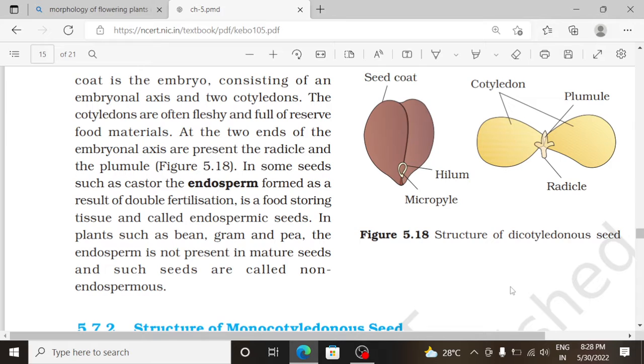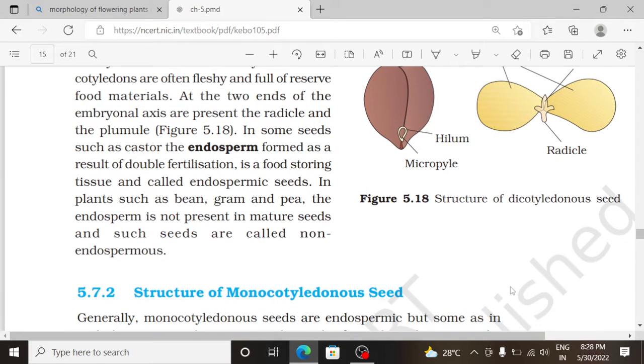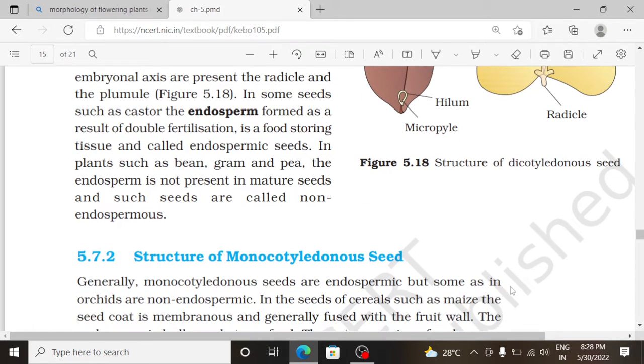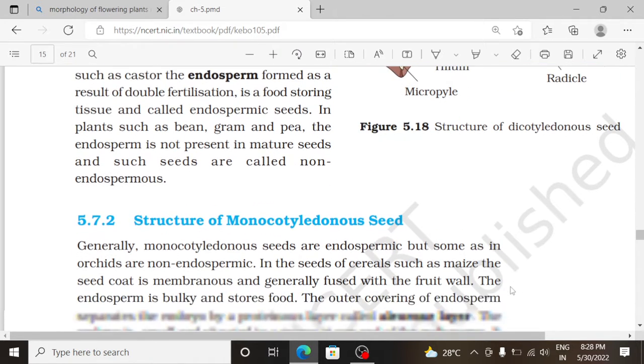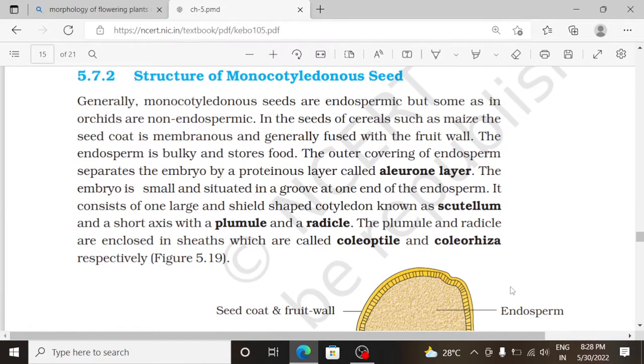In some seeds such as castor, the endosperm formed as a result of double fertilization is a food-storing tissue, and such seeds are called endospermic seeds. In plants such as bean, gram and pea, the endosperm is not present in mature seeds, and such seeds are called non-endospermous. Structure of monocotyledonous seed. Generally, monocotyledonous seeds are endospermic, but some, as in orchids, are non-endospermic.